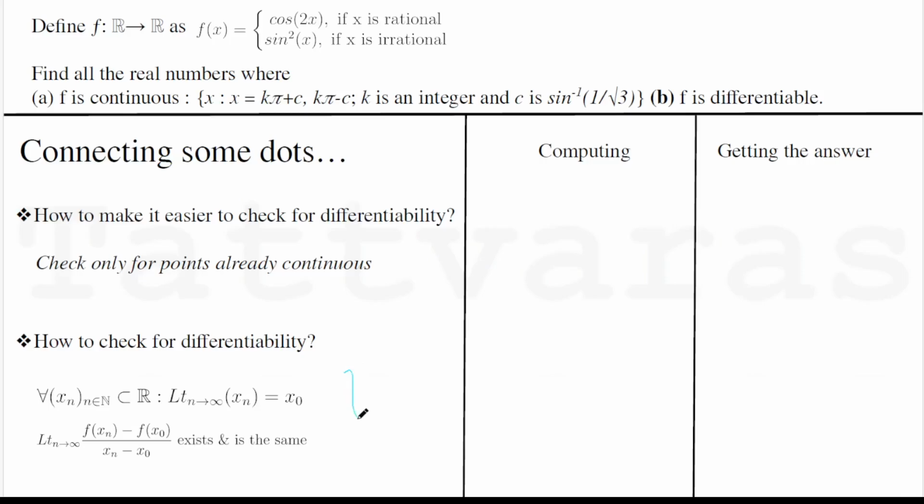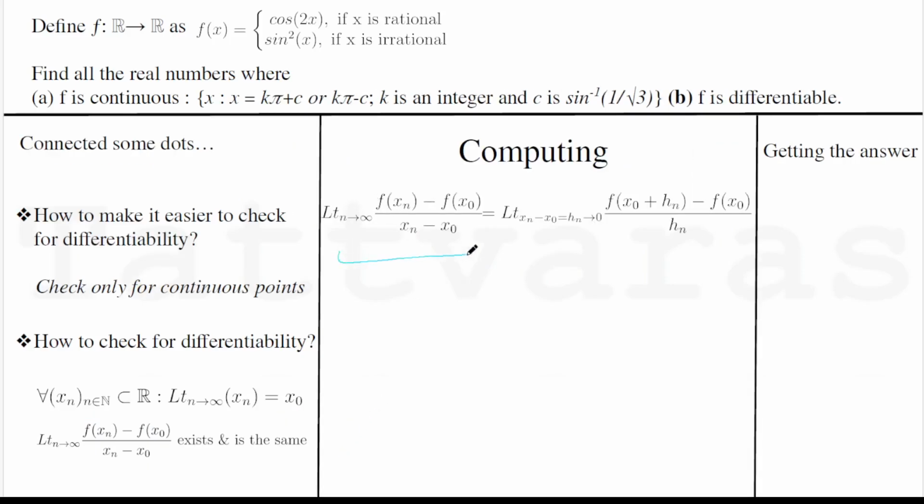And we would use a similar sequence-based definition of differentiability, wherein if we have a sequence in the domain, real line, that converges to a point x0, then that point x0 would be said to be differentiable if this limit exists and is the same for all sequences that we take. We have this. Now let's proceed.